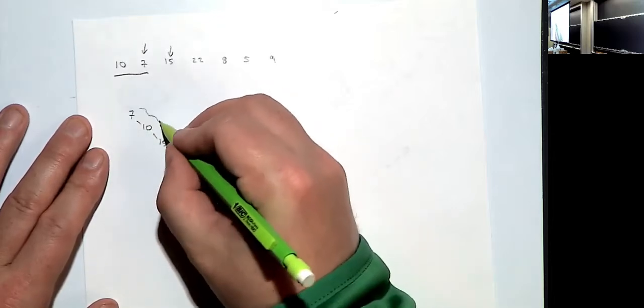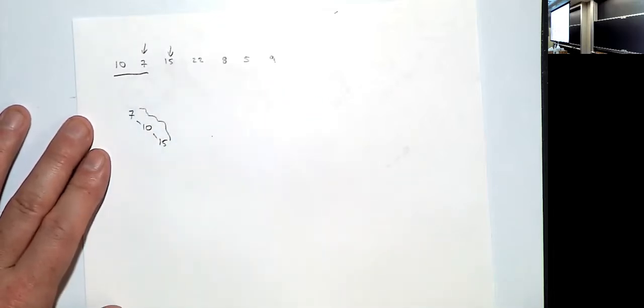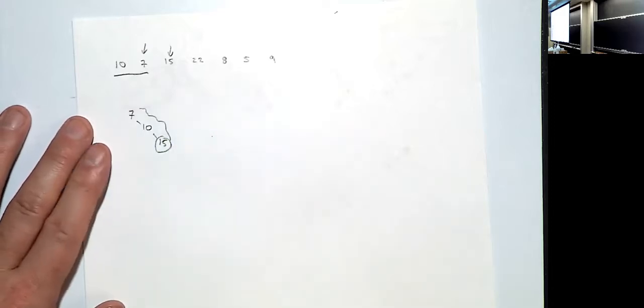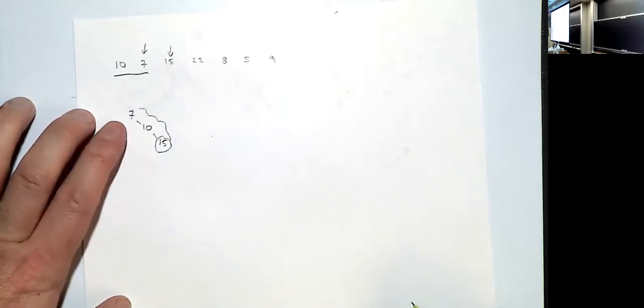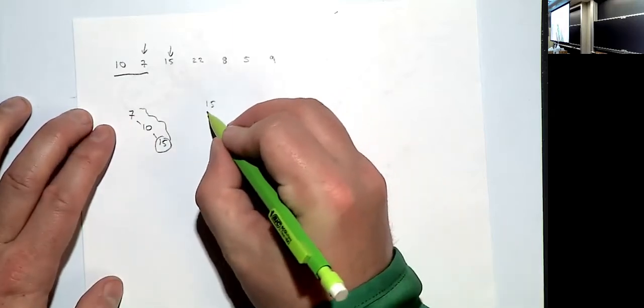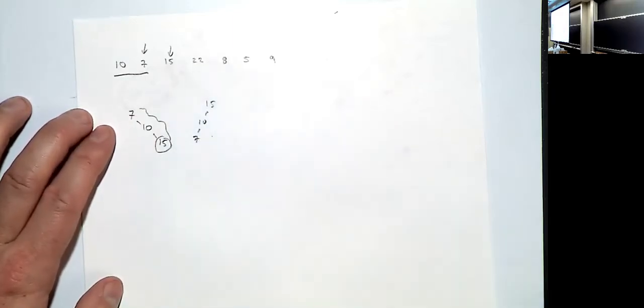In a splay tree, we have this zig-zig scenario. In a zig-zig scenario, this is going to become the root. 10 will become the left child, and then 7 will become the left child of 10. So this will initially be 15, 10, and 7.